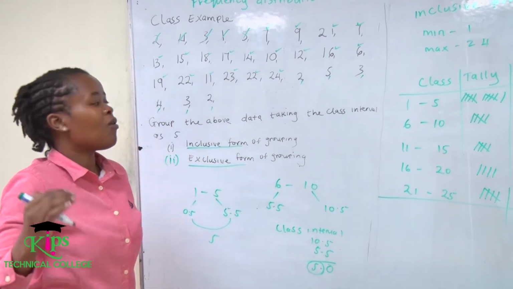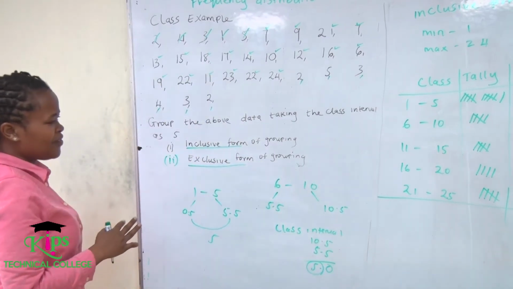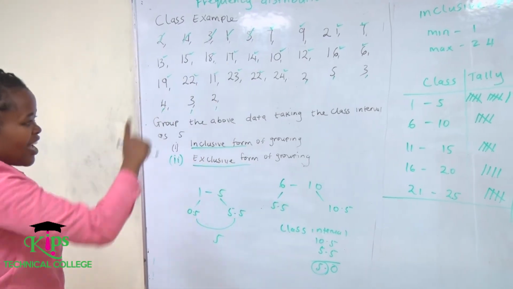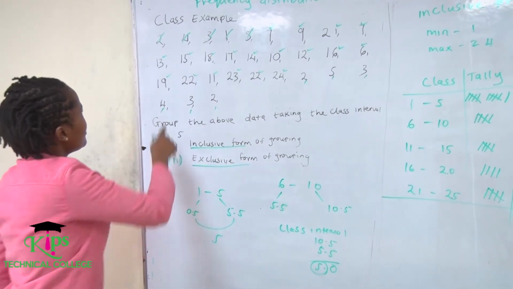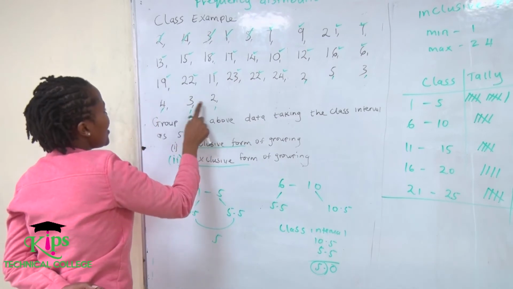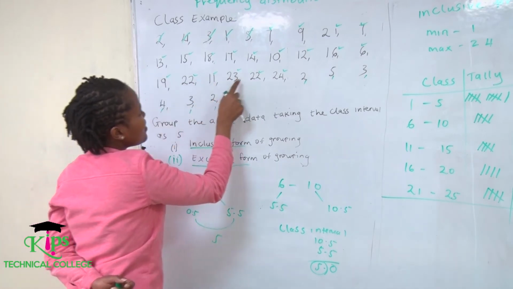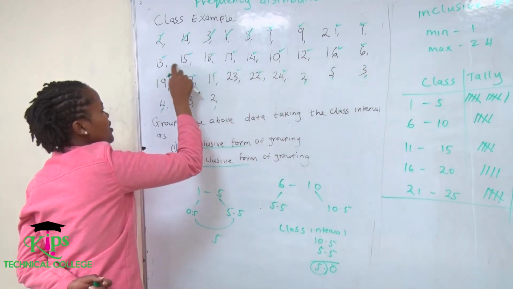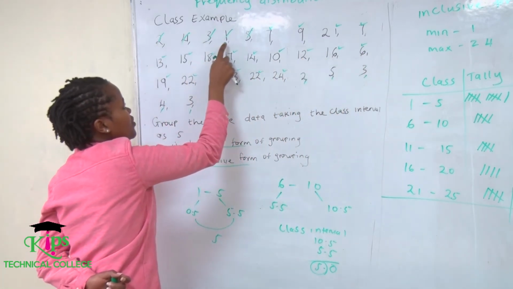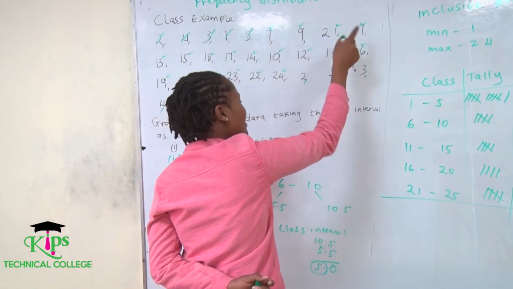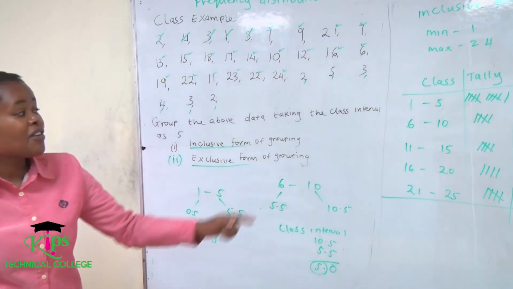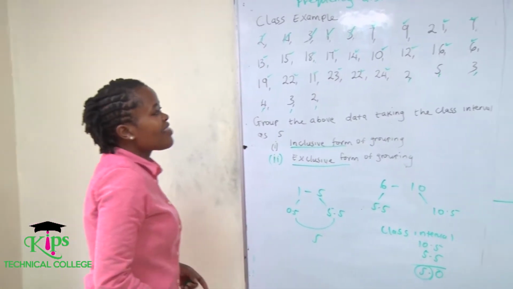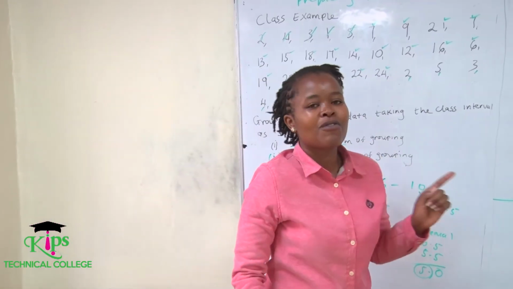So you ask yourself, if we count all our values, are they 30? Let's see. So in this case here we have 1, 2, 3, 4, 5, 6, 7, 8, 9, 10, 11, 12, 13, 14, 15, 16, 17, 18, 19, 20, 21, 22, 23, 24, 25, 26, 27, 28, 29, 30. Meaning our frequency distribution table is right. Remember, that is the inclusive form of grouping.